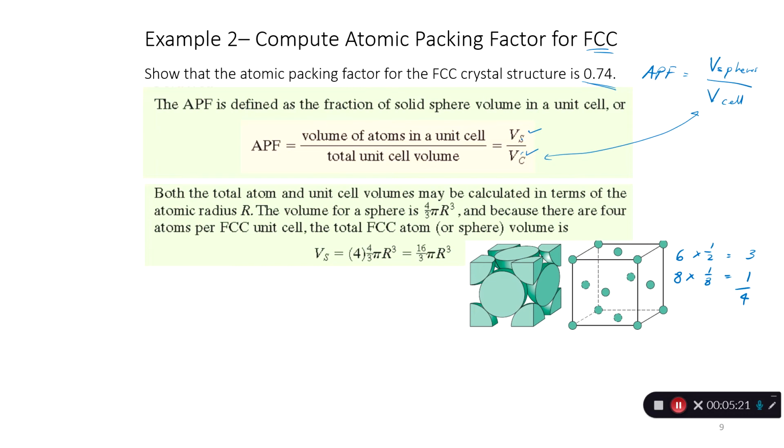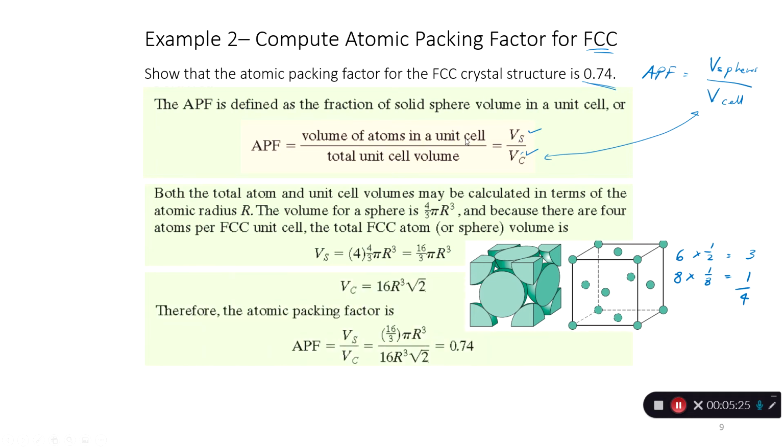That's Vs. Vc is the volume of the cube. We just did this in the previous exercise. So put this together in the APF equation. You find that r can be cancelled out, and you can just take your calculator and solve this. You get 0.74. You can do the same for BCC as well.